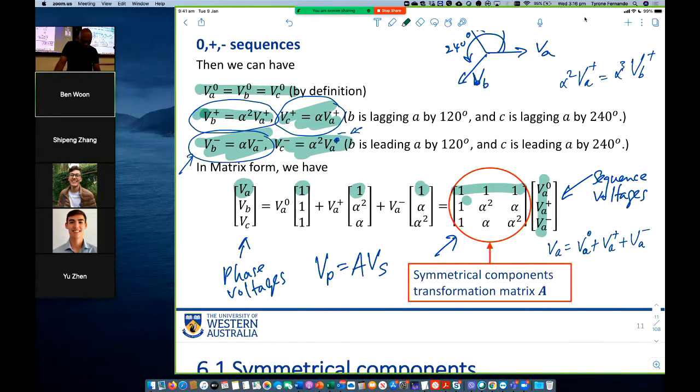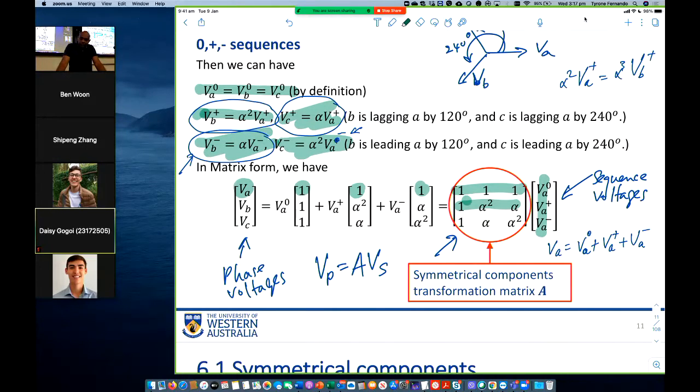Now VB, we know that VB is equal to VB0 plus VB plus VB minus, but of course they are also related to VA plus and VA minus. So we can write this relationship. VB must equal those terms, 1, alpha squared, and alpha, multiplied by the zero sequence voltage, positive sequence voltage, and negative sequence voltage of A. Likewise, we can write VC in terms of the zero sequence, positive and negative sequence voltages for A.